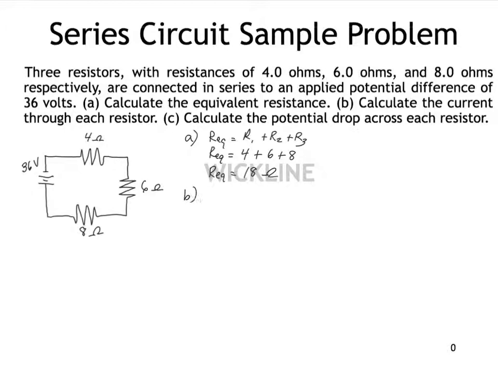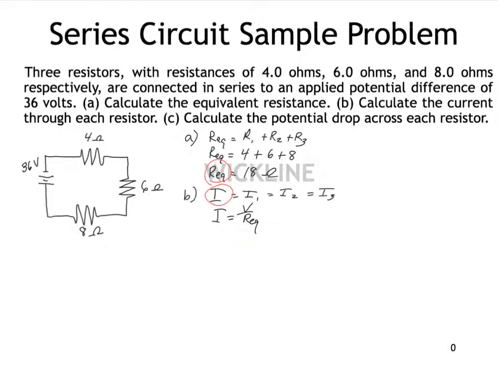In part B, we're asked to calculate the current through each resistor. In this case, because each electron must pass through each resistor, all of the currents will be equal. If I calculate the current through each resistor, I can just calculate the current I, and I'll use REQ as my equivalent resistance, and that's how I'll know the current at every resistor.